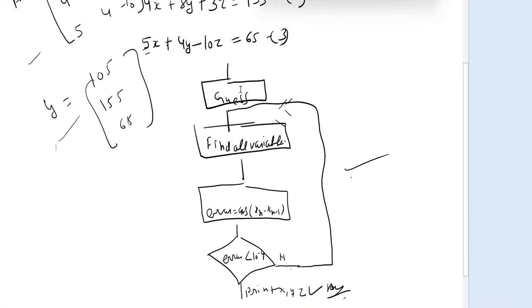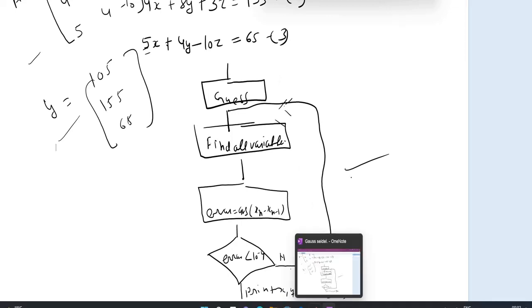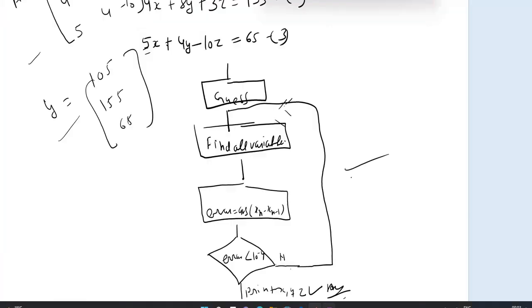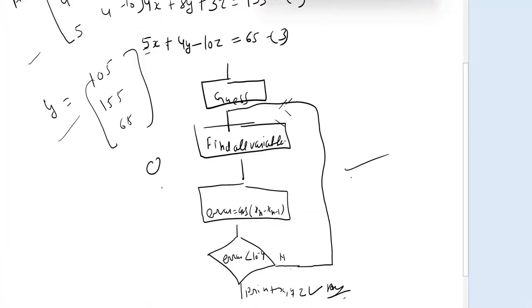Now we have to take a guess. Okay, I will take a guess of x is equal to zeros(3,1). Zeros represents 0, 3 represents rows and 1 represents column. First argument represents the row and the second argument represents the column. So it means I have 0, 0 and 0. Okay.